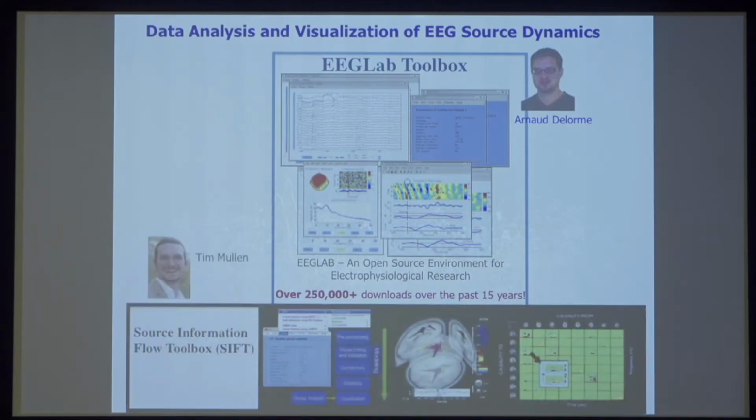Another toolbox I'm going to mention is the Source Information Flow Toolbox, developed by Tim Mullen. He's also in the audience, and he is going to do a live demo tomorrow. This approach is trying to look at network connectivity as opposed to regions of interest, how the EEG activity changes at different locations. Instead, this is trying to see the interactions among different regions. Oh, Tim is over there. And particularly, which part of the brain influences the other part of the brain.